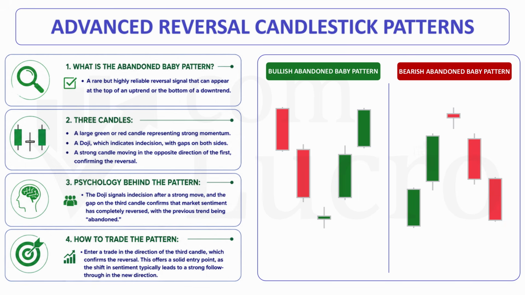How do we trade the abandoned baby? The strategy here is to enter a trade in the direction of the third candle, which moves opposite to the prior trend.